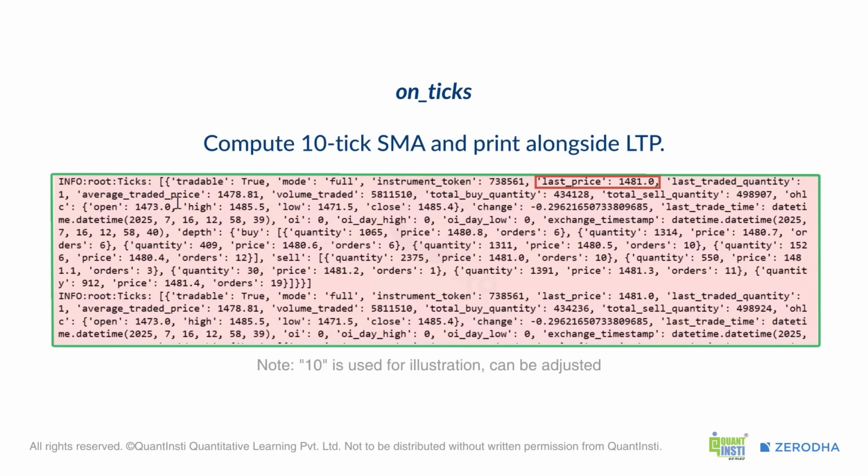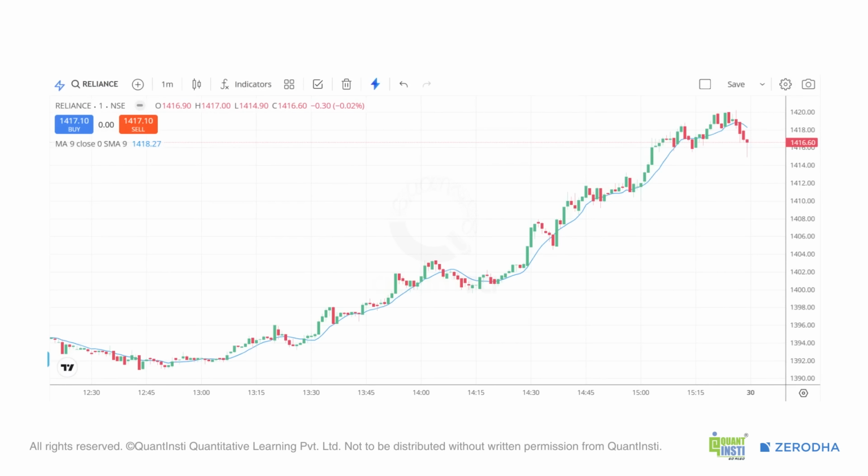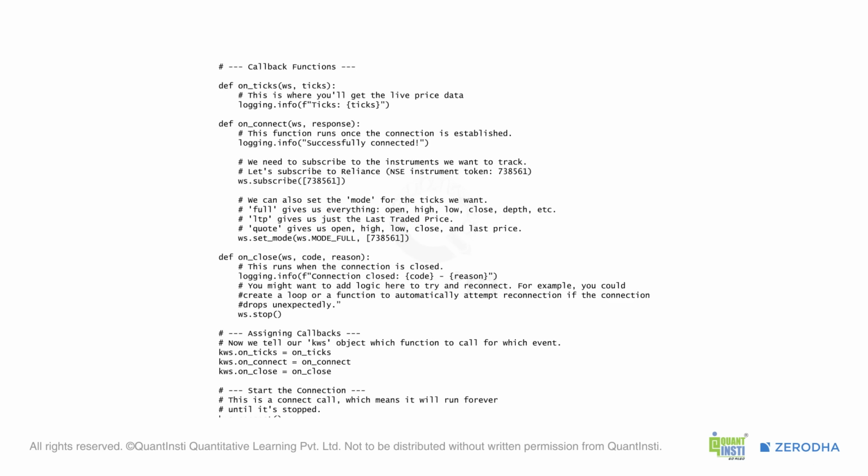The number 10 is used here for illustration purposes only. This will let us see, live, if the current price is moving above or below its recent average. Let's jump into the code.